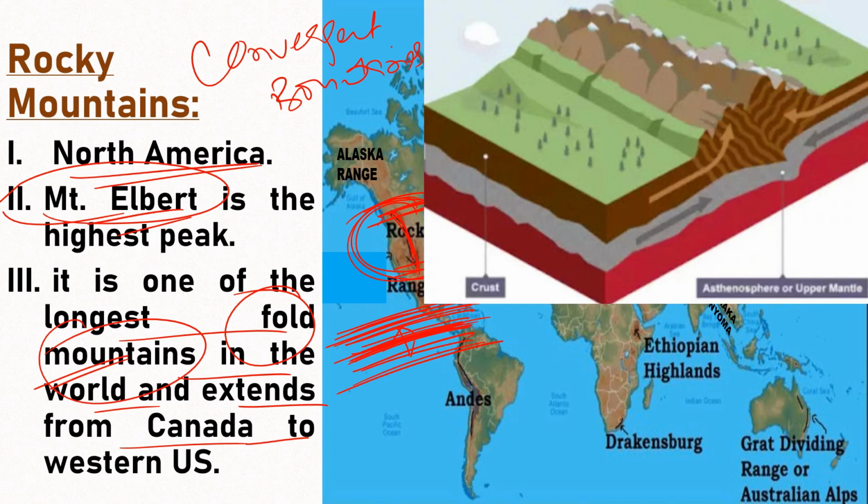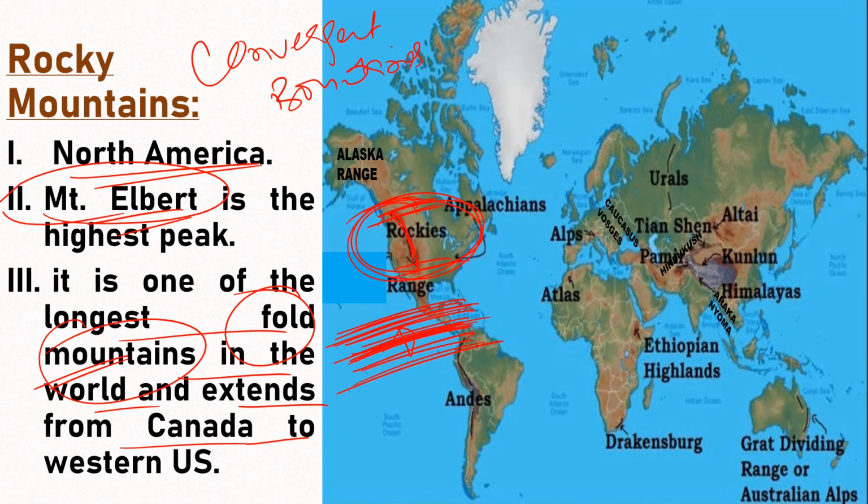There are many plates of the earth. Due to the compression, due to the force of one plate upon another plate, these fold mountains are formed. So this was brief information about the Rocky Mountains. Remember that they are located in North America.